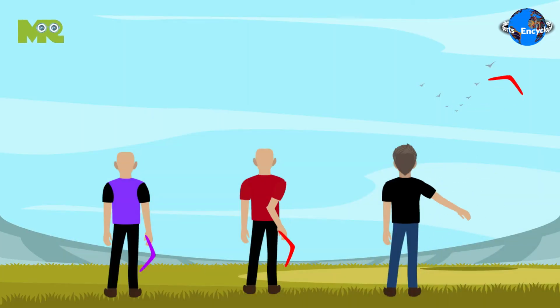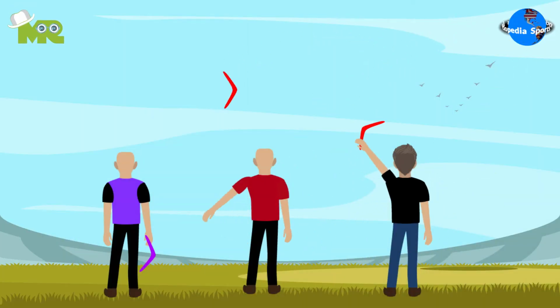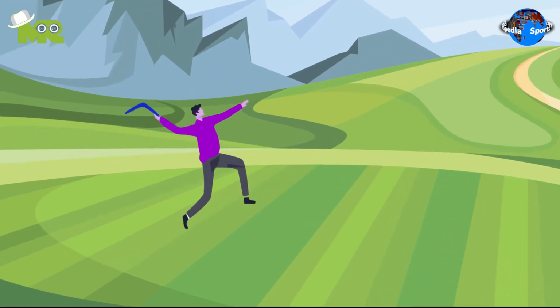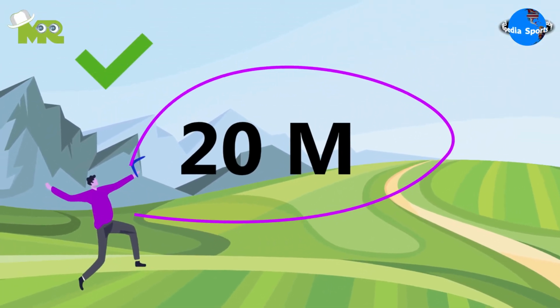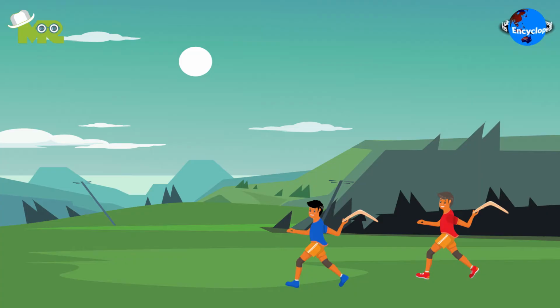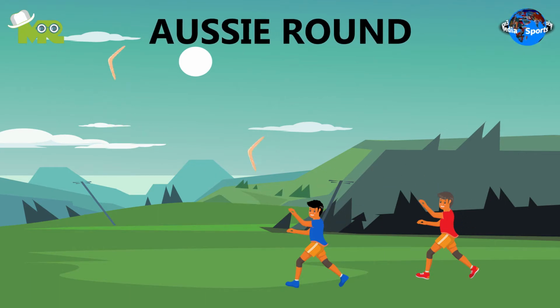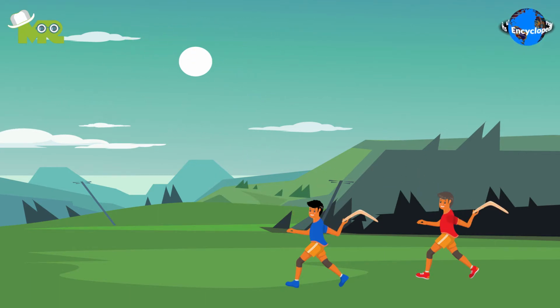There are several competitions in boomerang throwing, each with different objectives involving throwing of a boomerang. In all competitions, the boomerang has to travel at least 20 meters to be considered a valid throw. While competing in Aussie round, each thrower is given 5 attempts in a 50-meter distance test.